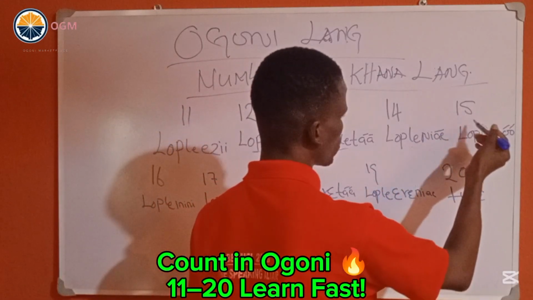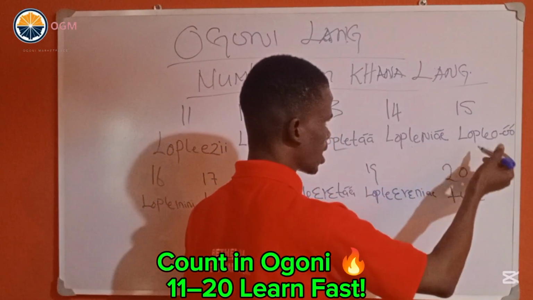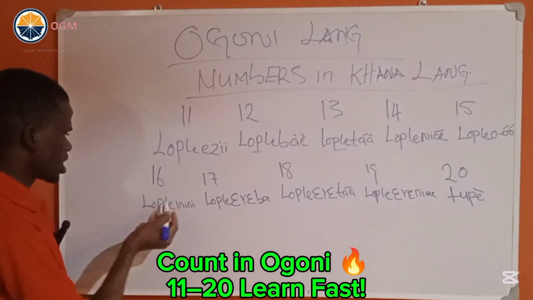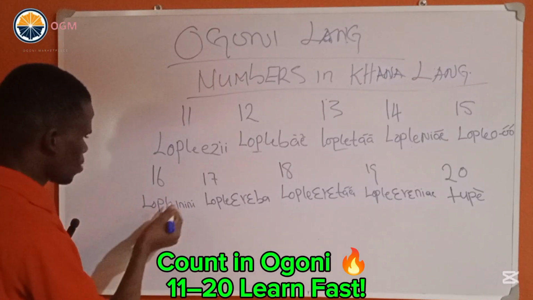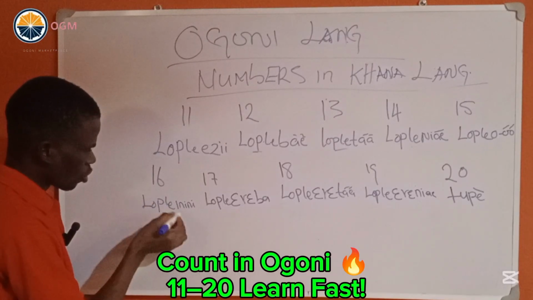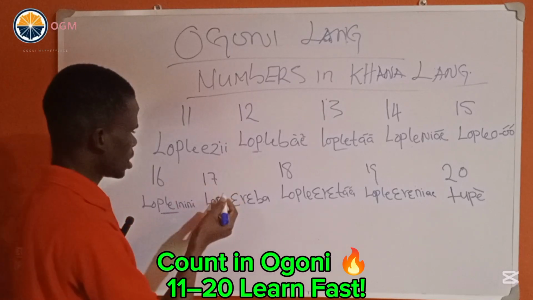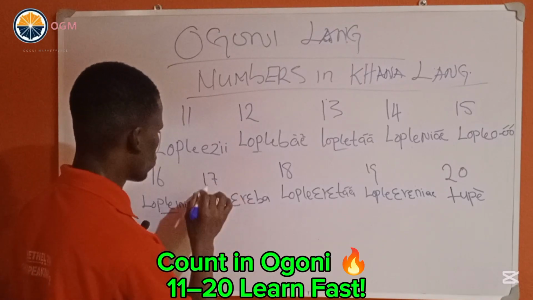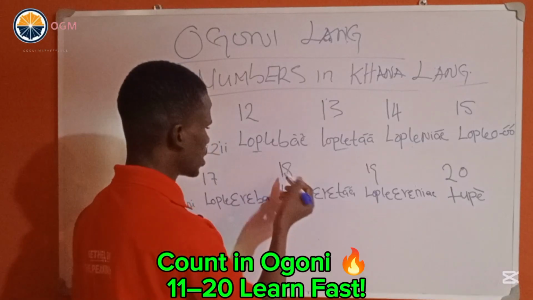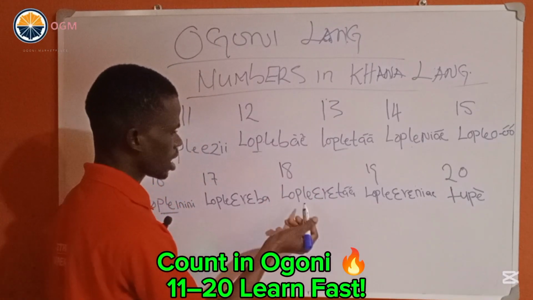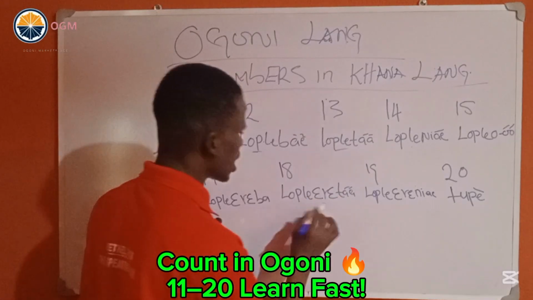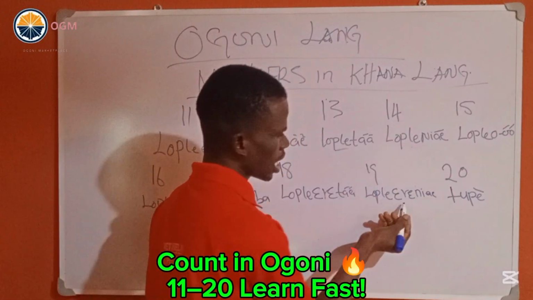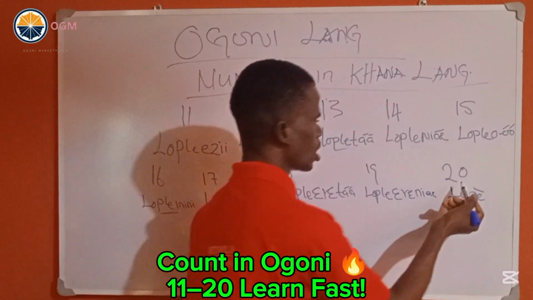Then 1 and 5, which is 15 in English, is translated to Ogoni Kana language as Lop-le-o-o. Here we have 1 and 6, which is 16, translated as Lob-le-ini. 1 and 7, which is 17, is translated as Lob-le-eleba. Then 18, which is 1 and 8, is Lob-le-eleta. Then 1 and 9, which is 19, is written as Lob-le-elenia. The last one on the board, which is 20, is called Tup.